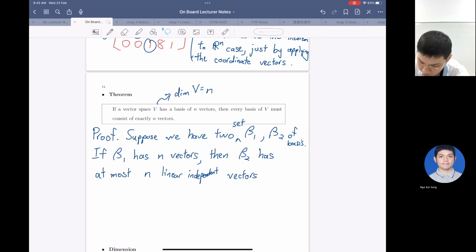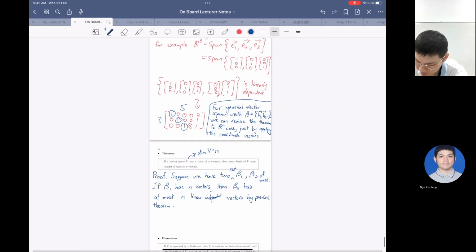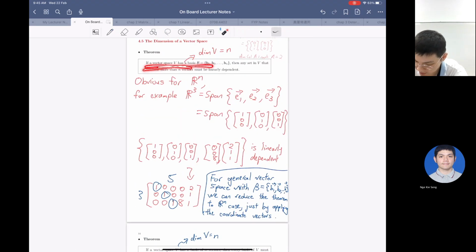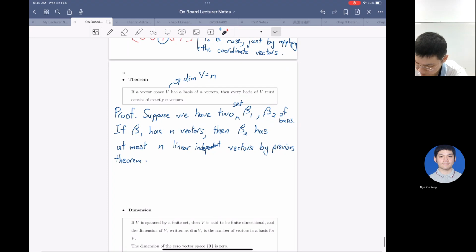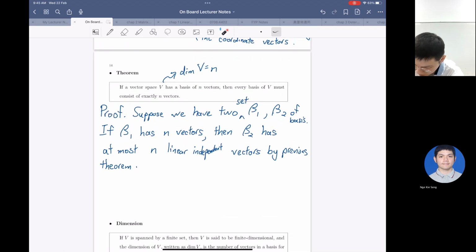This is what we achieved by the previous theorem. Because we said that if a vector space has a basis of B1 up to Bn, then any other set containing more than n vectors must be linearly dependent. So it must only have at most n. How to show there's exactly n?